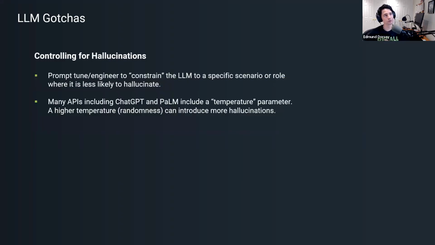So how do you control for these hallucinations? Chris is going to talk a lot about this. You've got to constrain the LLM. That's all we'll say right now, because Chris is going to give examples of this. Give it a box to work in. If you're working with the APIs, most of these APIs have a parameter called temperature. Temperature basically affects the randomness of your responses. So the higher your temperature, the more random, the more likely you are to introduce hallucinations.